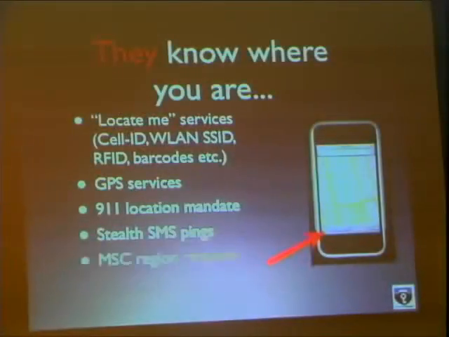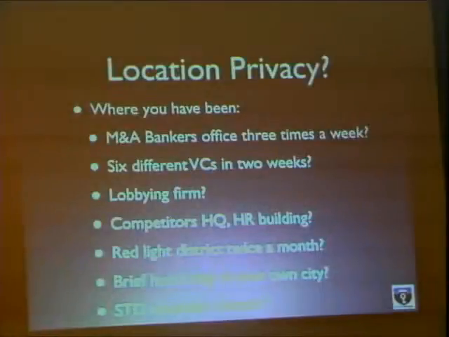These locate-me services are running by Cell ID, wireless LAN, RFID, barcodes. There are a number of things on that, and they're all network-based. GPS is there, the 911 mandate, stores them as pings. You can also, on SS7, do region requests, basically requesting where a phone is in what region, and you have triangulation.